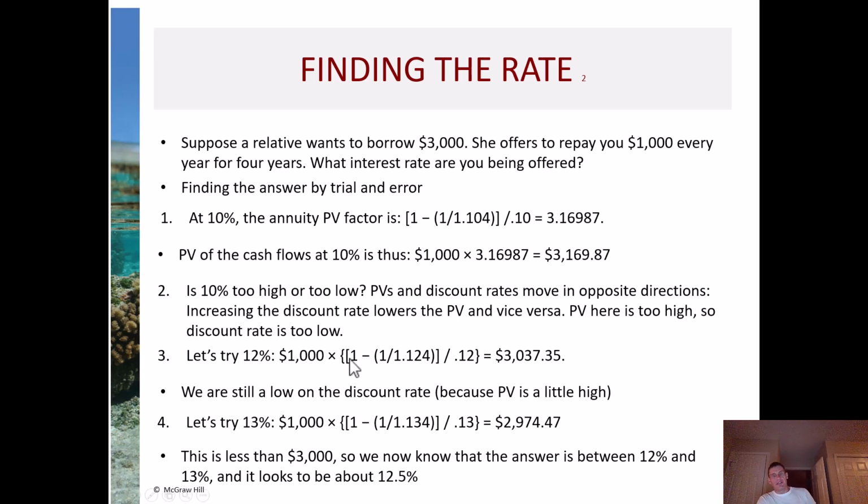Let's try 12%. You plug in 12%, and we get 3,037.35. So we're still a little bit low on the discount rate. The present value is still a little bit high, right? So let's try 13% because we're trying to get it right down to 3,000. If we increase the interest rate from 12 to 13%, the value went from 30.37 at 12% to 29.74 at 13%. So we're basically going to say the interest rate is about 12.5%. That's okay, that's fine.